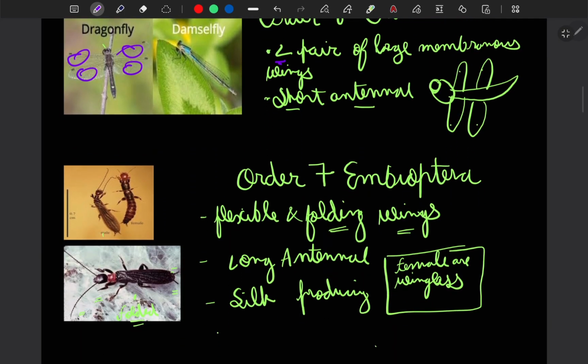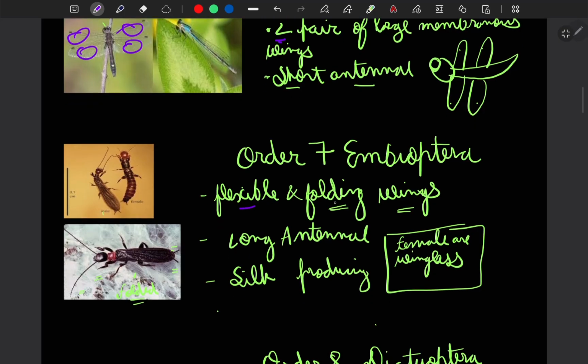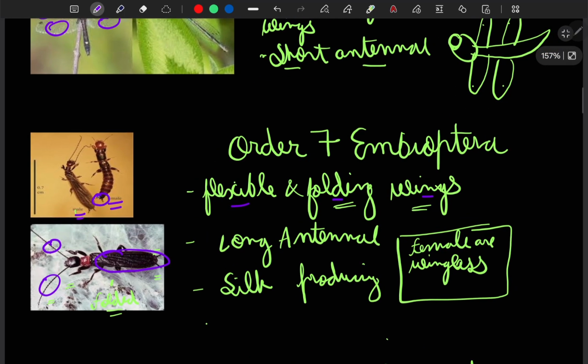The other order is Embioptera. They have flexible folding wings. As you can see, the wings are folded. They have long antennae and silk producing glands, and females sometimes are wingless. As you can clearly see, here I will show you the anal cirri also. The antennae, the female lacks wings and the male has folded wings.